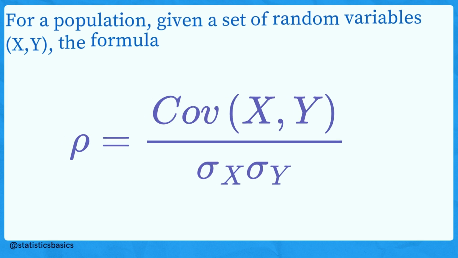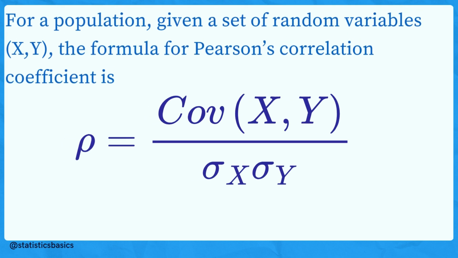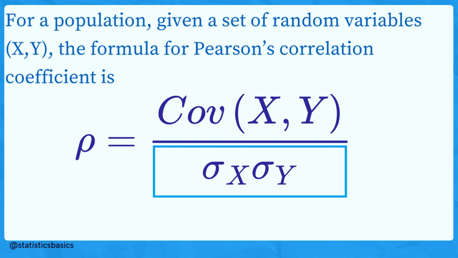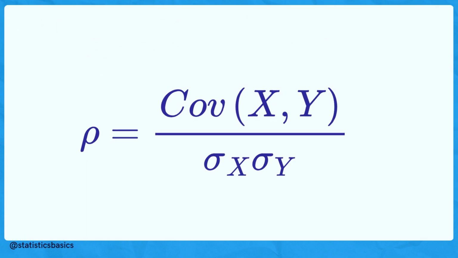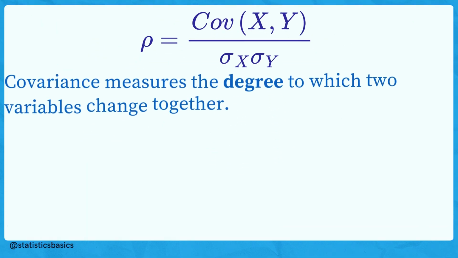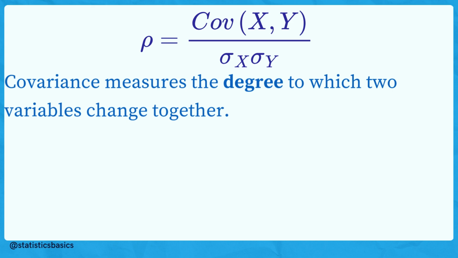For a population with two random variables x and y, Pearson's correlation coefficient is defined as the covariance between x and y divided by the product of their individual standard deviations, which is essentially a standardized or normalized form of covariance. Covariance measures the degree to which two variables change together.